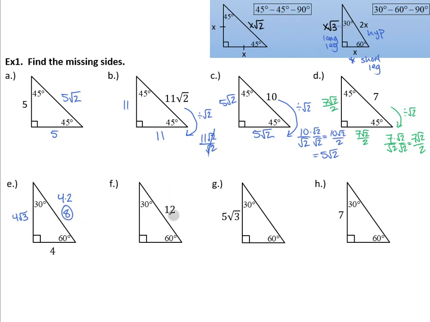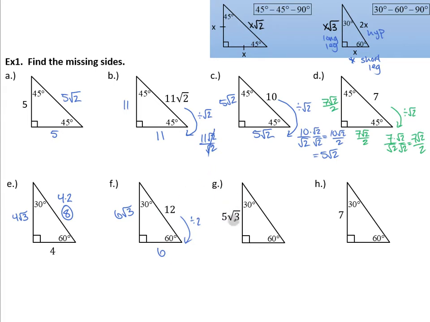Okay, well, what if this time they started me with the hypotenuse? Well, remember, the relationship between the hypotenuse and shortest leg is that the hypotenuse is twice as big. Again, instead of multiplying by 2 to go this way, we can think of it as dividing by 2 to go the other way. So the shortest leg is 6. We now have the short leg, which is the key. So to find the longer leg, it's the short one, 6, times the square root of 3.